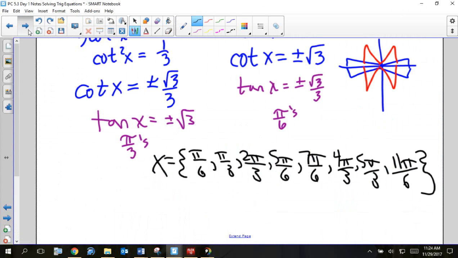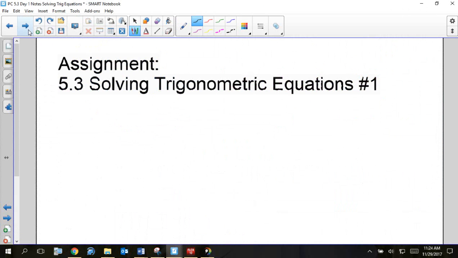Okay, so that is the end of day 1. I'm going to pass out this worksheet and you got some time to work on it. Then we'll do day 2.